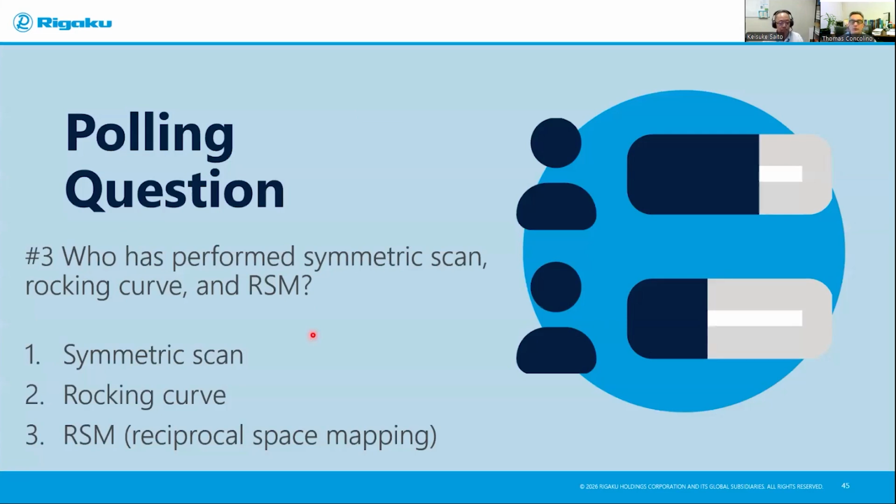Okay, we are at our final polling question here, and then Keisuke will work his way through the rest of his slides. The question is, who has performed a symmetric scan, a rocking curve, or reciprocal space measurements? This is multiple choice, so please click all of them if you've done all of them, and we'll let this roll for a little bit while we get some answers. Oh, very good number. A lot of symmetric scans, a lot of rocking curves actually. This is very good.